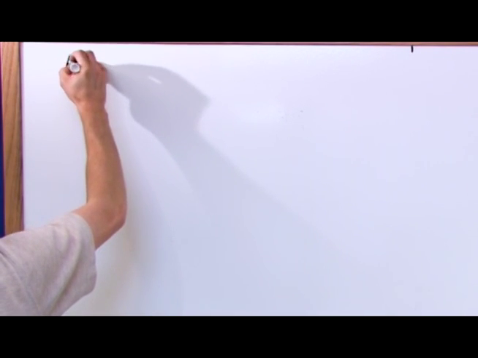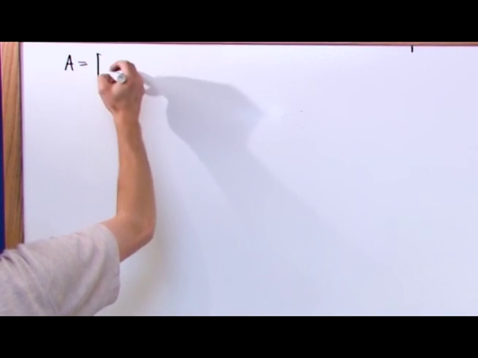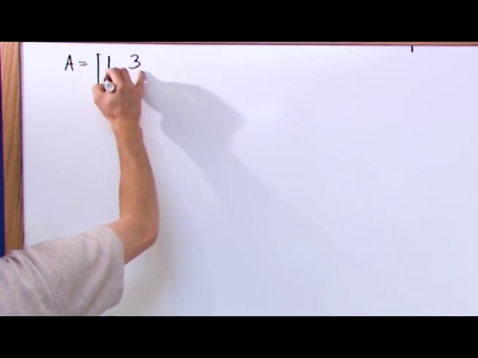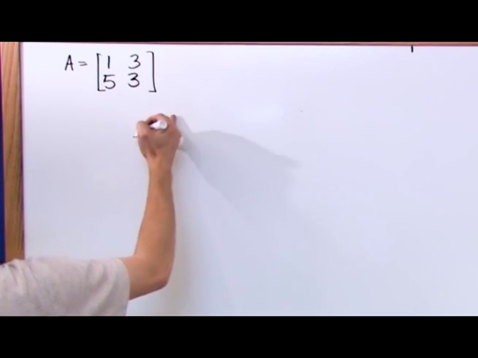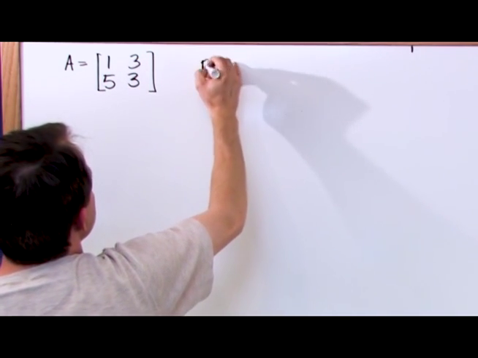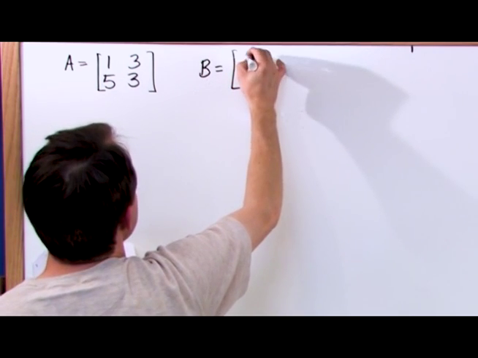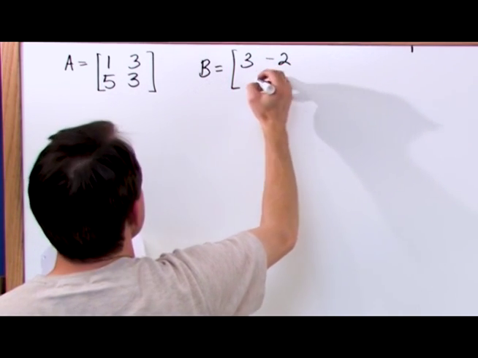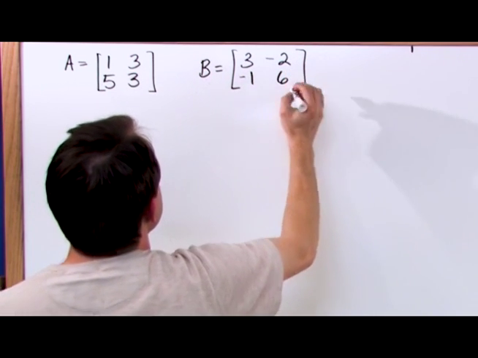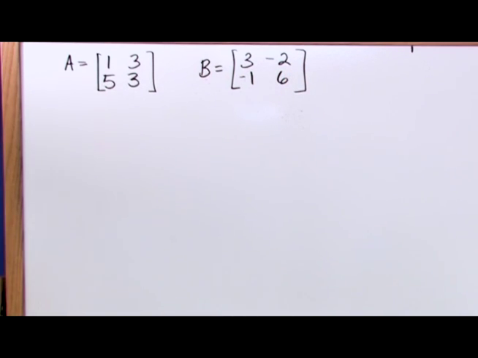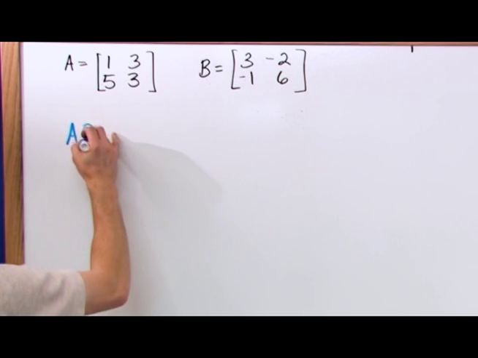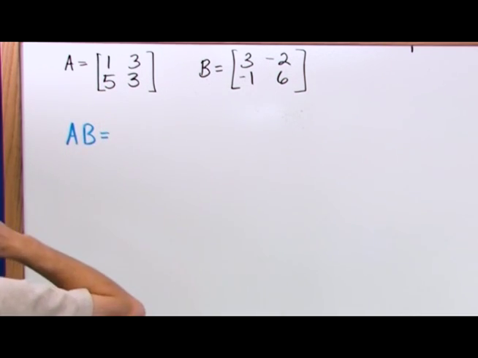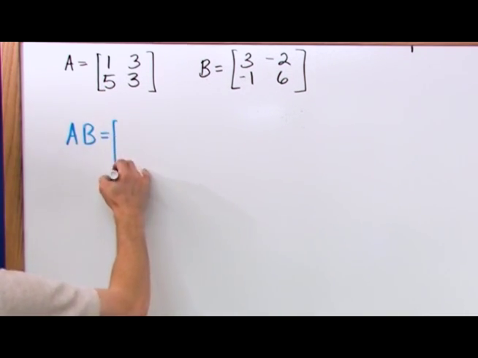Okay, so the next problem we're going to have matrix A. Let's just pick a nice 2 by 2. 1, 3, 5, and 3. And matrix B, let's pick to be another 2 by 2. 3, -2, -1, and 6. Okay, and those are two matrices, and what I want to do is calculate A times B and B times A, and let's see if they're equal, and you already know that they're not going to be equal. Okay, so matrix A times matrix B. What is it going to be equal to? Let's go ahead and draw a little bracket.